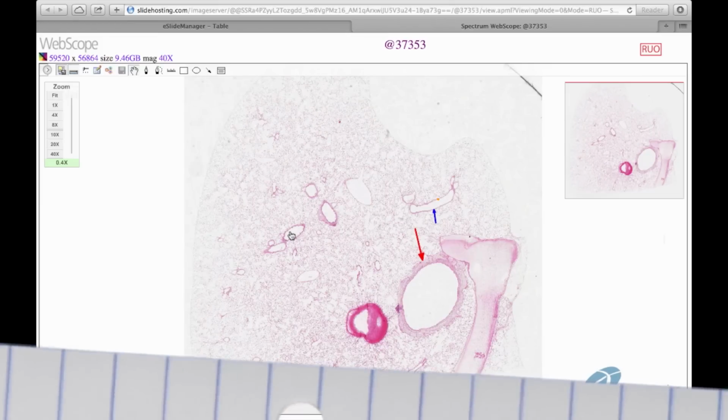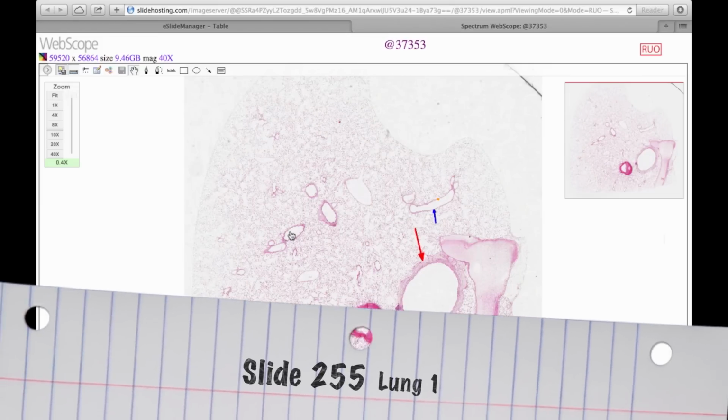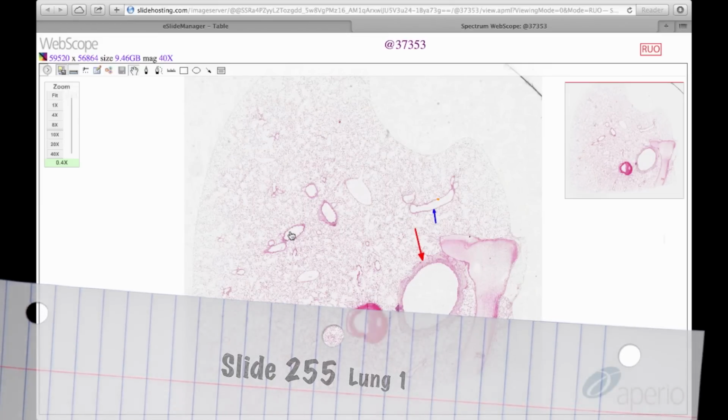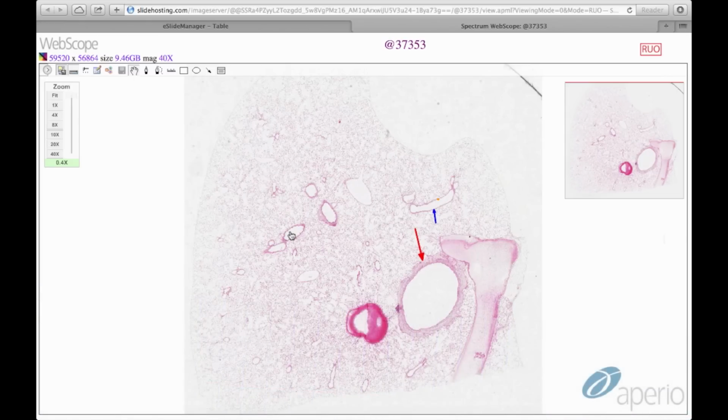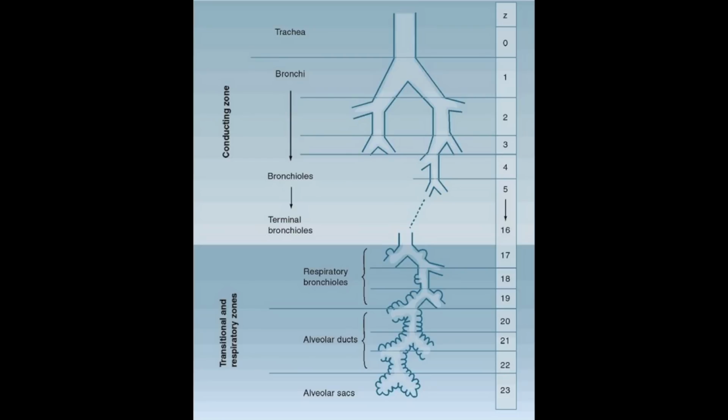Slide 255, lung 1, is a cross-section of the lung stained with H&E. Pause and take a deep breath before we look at the champions of the respiratory system, the lungs. Let's familiarize ourselves with some basic lung histology. The trachea bifurcates into 2 primary bronchi, which enter the lung and then branch several times to give rise to smaller secondary and tertiary bronchi.